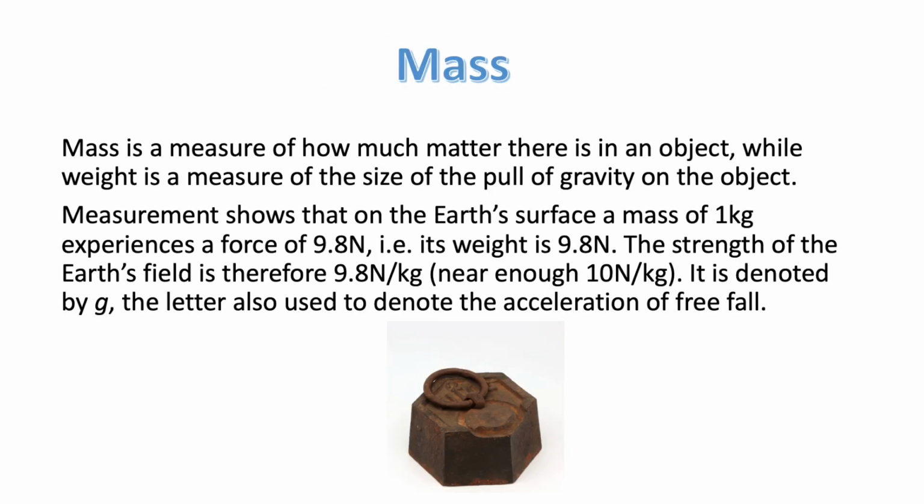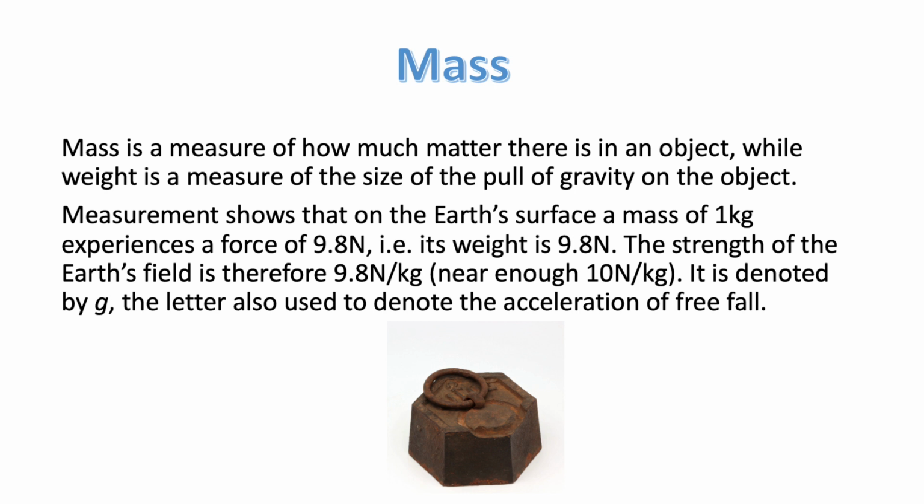Mass and weight. They are two different terms, but in daily life, people frequently interchange these terms. Mass is a measure of how much matter there is in an object, while weight is a measure of the size of the pull of gravity on the object. Mass is a scalar quantity and weight is a vector quantity. Weight is a force.